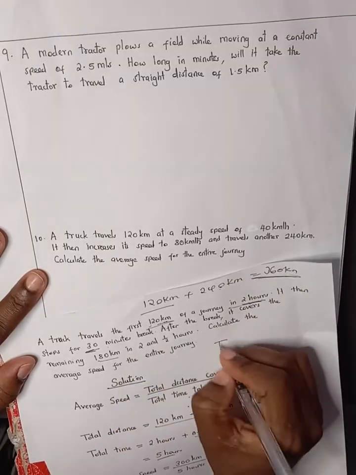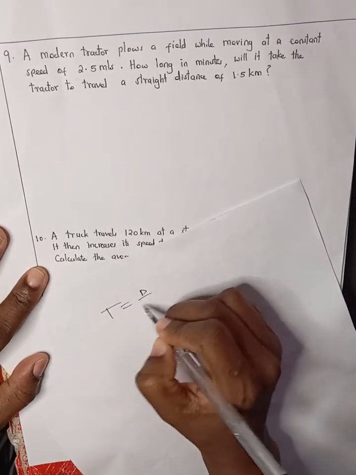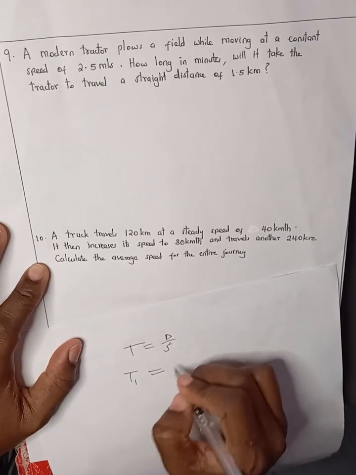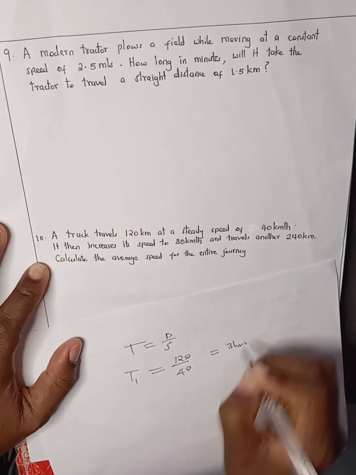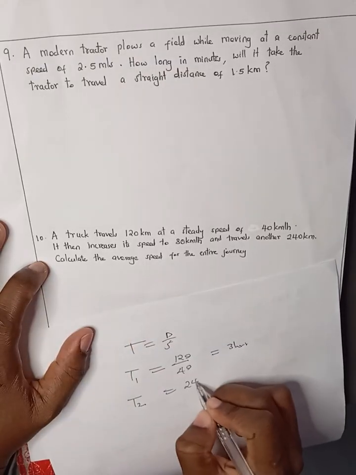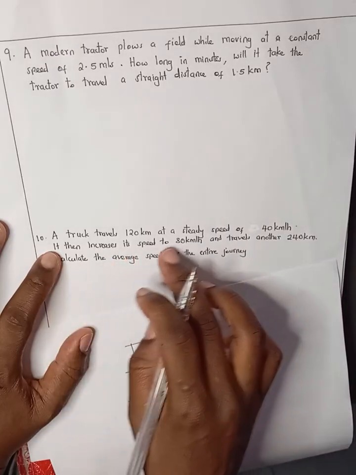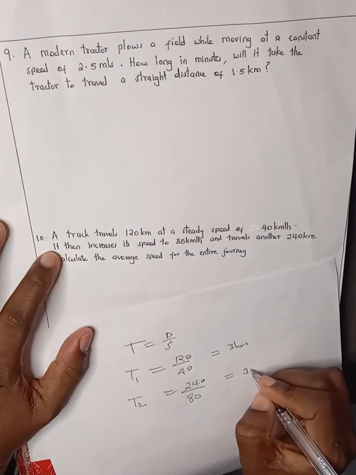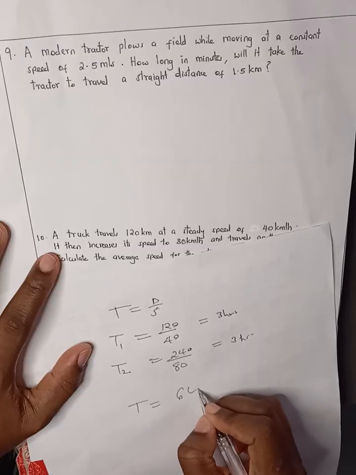Now, for us to find the total time taken, we have to know that time is equal to distance over speed. The first time, we can call it T1, is equal to distance, which is 120, over the speed, which is 40. It will be 3 hours. Time 2, the second time taken, will be distance, which is 240 kilometers, over the speed of the second part, which is 80. 240 over 80 will be 3 hours. So total time taken will be 3 plus 3, which is 6 hours.